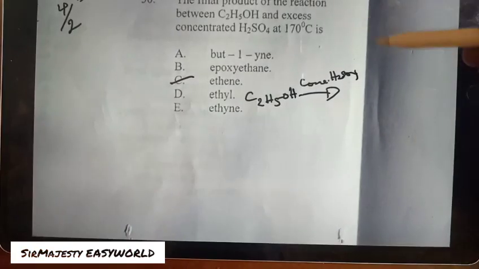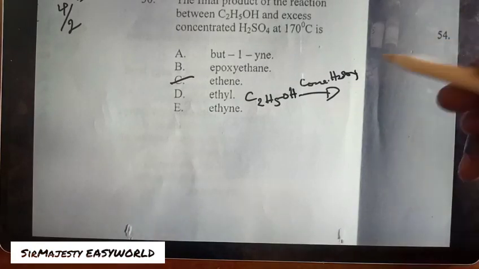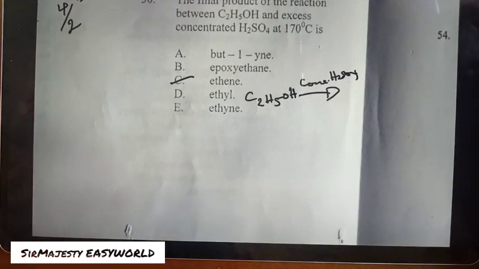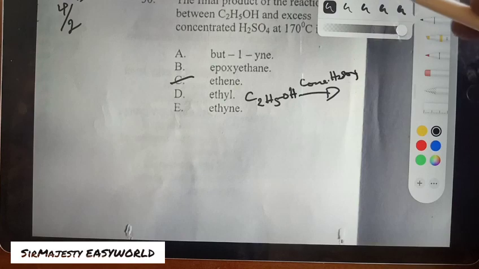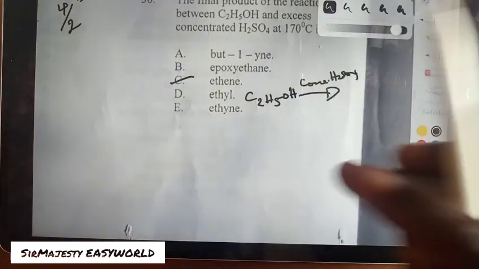I think I have to reduce the... Do I need to adjust my pen? Come here. What can be adjusted about this pen? Nothing. Okay, maybe.